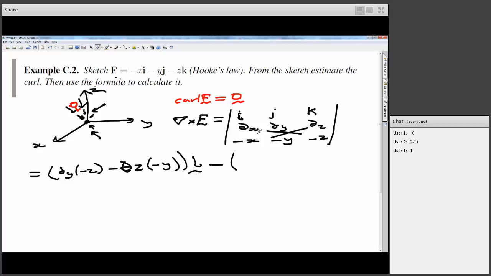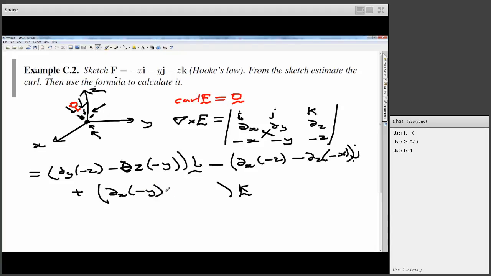Again, the determinant of that cross, so the AD minus BC formula: del x of minus z minus del z of minus x. That's the j component. And the last one, the k component, it's alternating sign, so in this case it's positive k. Again, you do that AD minus BC formula: del x of minus y minus del y of minus x.